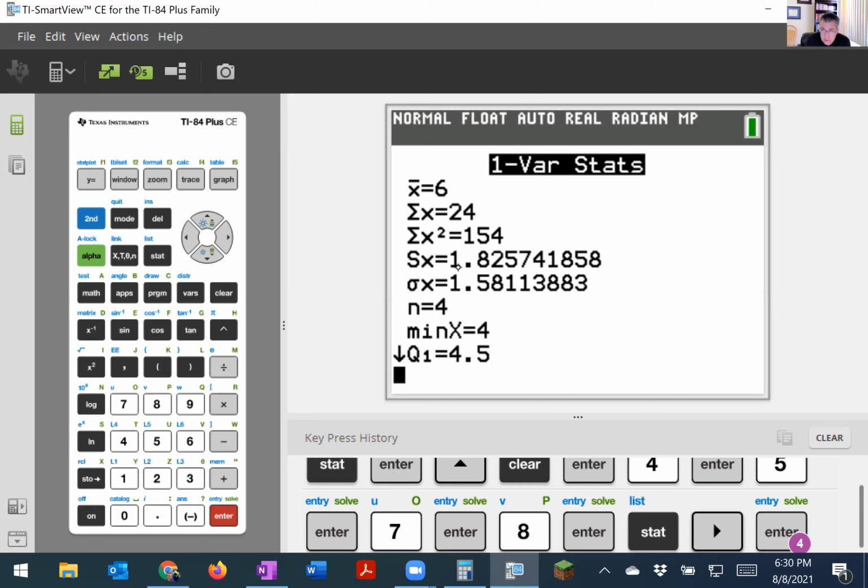What's sigma sub x? That would be if it was a population. If we had divided by 4 instead of 3, then it would have been a population standard deviation. That gives me that there. So that's sigma sub x. So S sub x is the sample standard deviation, and sigma sub x is the population standard deviation.